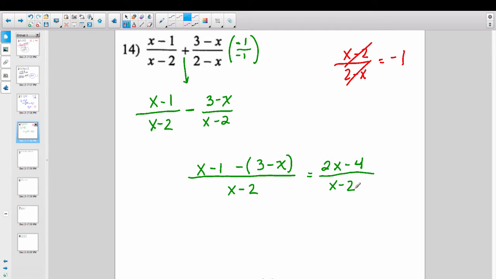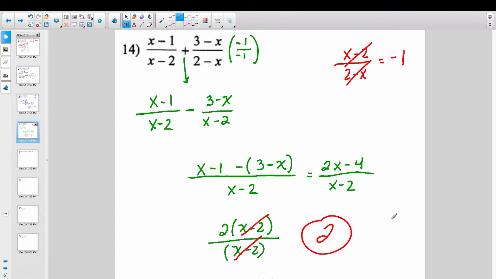Now this would normally be our answer, but we have to reduce fractions. And the way you do that is factoring. So I'm going to take the 2x minus 4, and I'll be able to GCF it like this. And the bottom is already factored, so I can't do anything. However, look what just happened. I will now cancel those, and my final answer is 2. Cool.